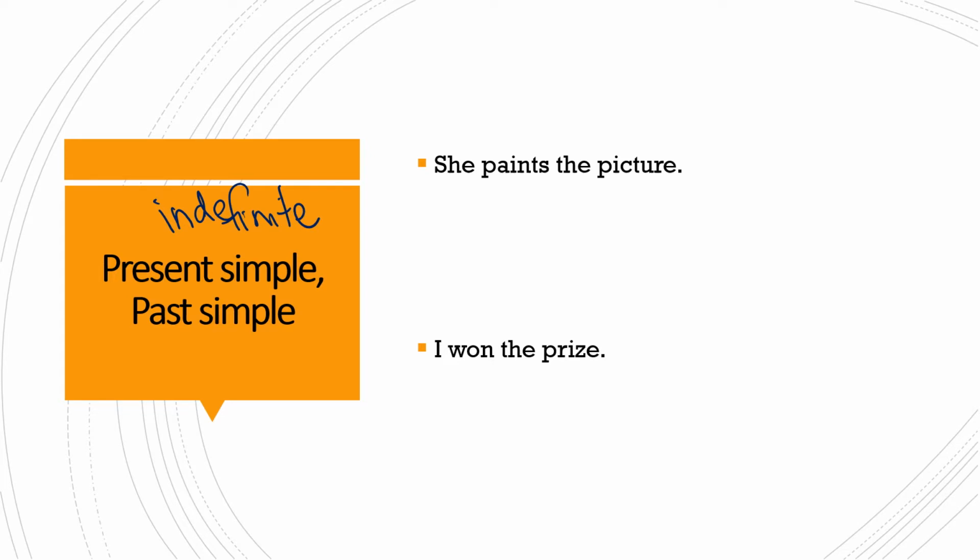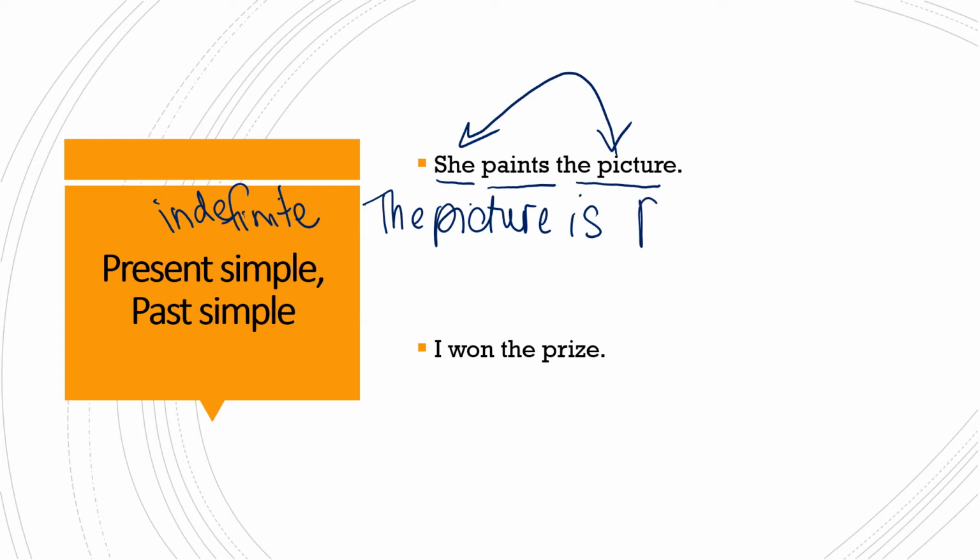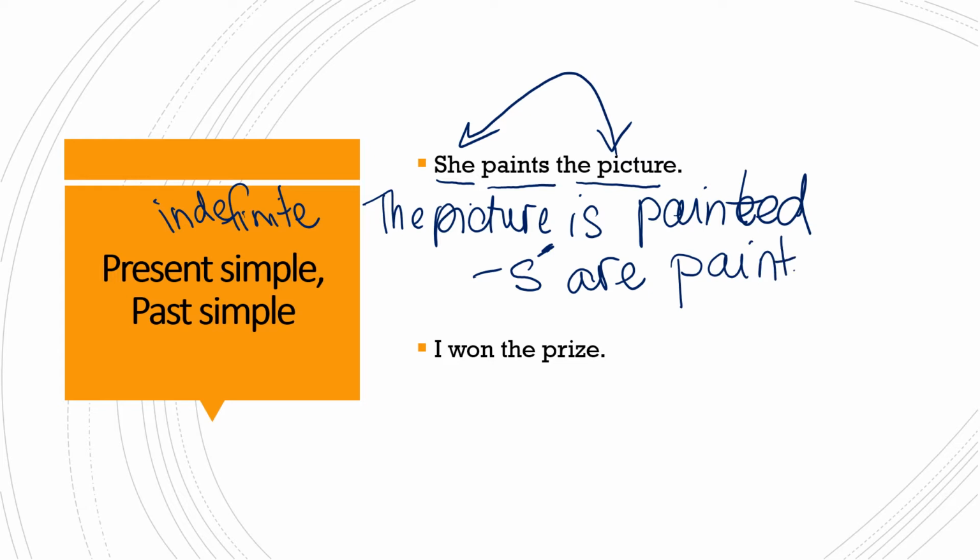So here we go. She paints the picture. Remember the swap? Subject and object change the places. So the picture is painted. In case picture is in plural, so pictures, then you need to use the verb form are painted. So the verb form will look like that.